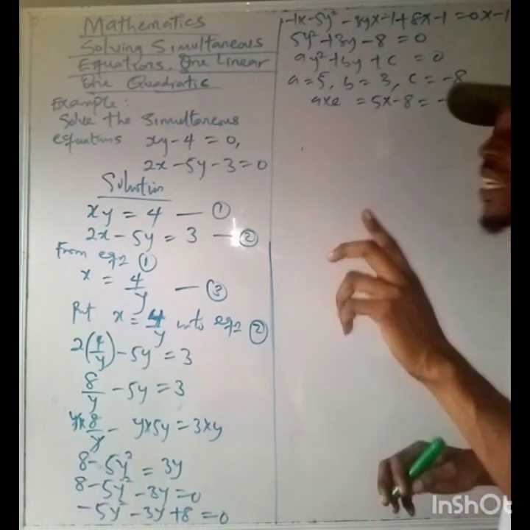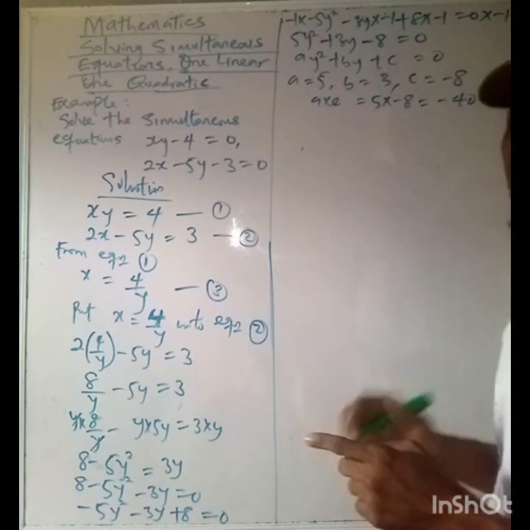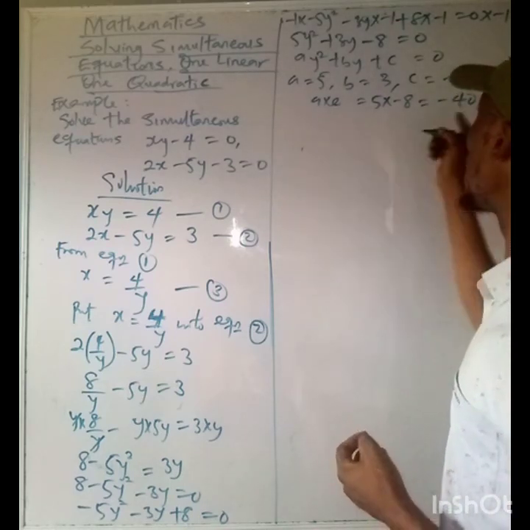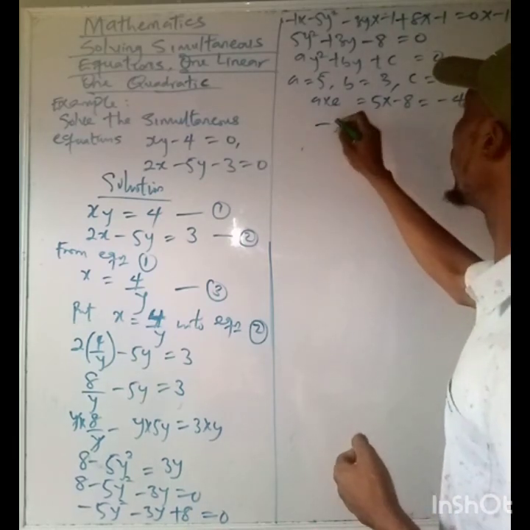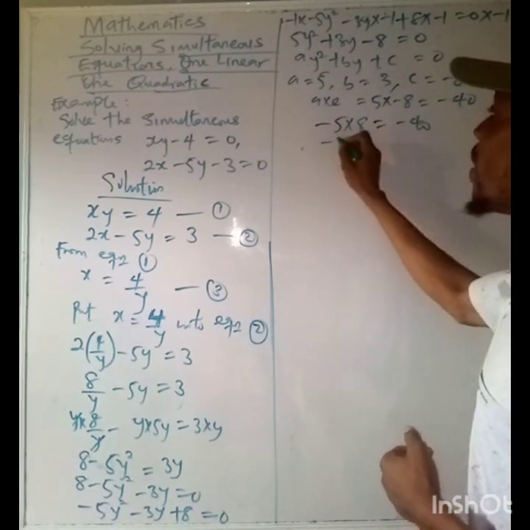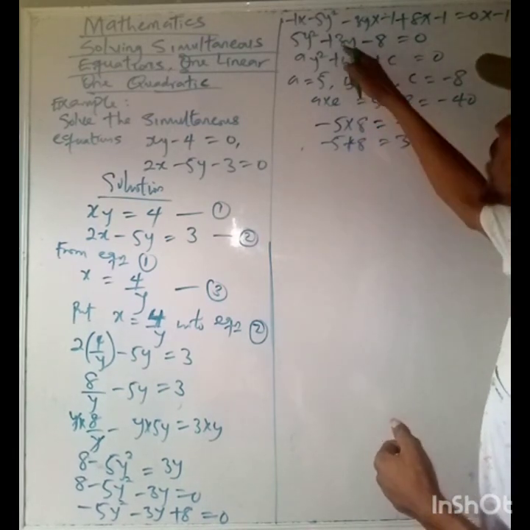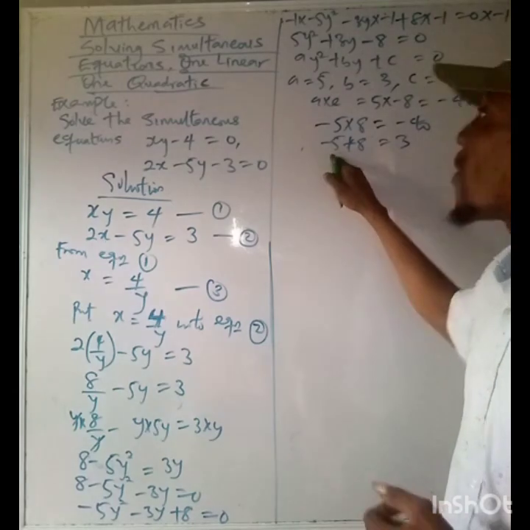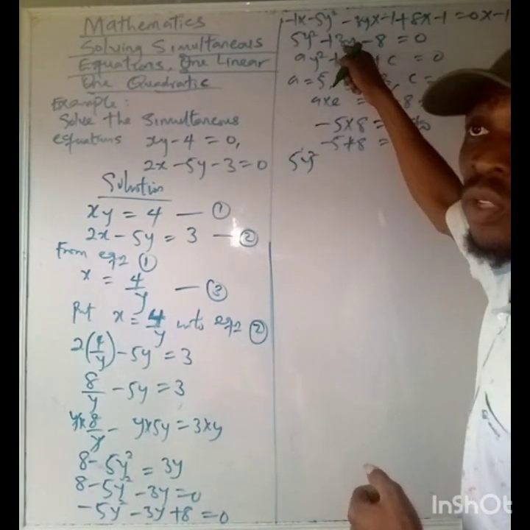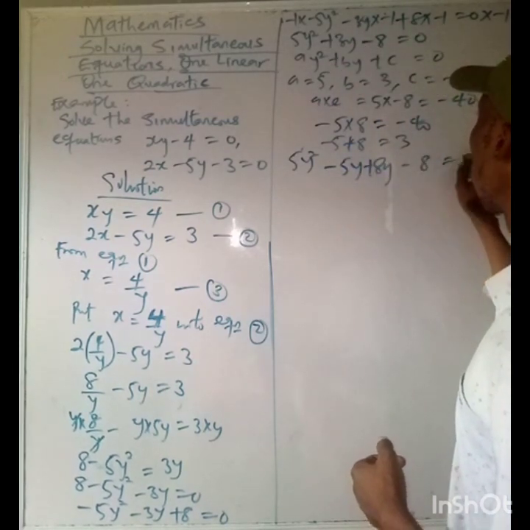That is, two numbers that we can multiply together that will give us minus 40, and when added together, we have 3. That's minus 5 times 8, which is minus 40, and minus 5 plus 8, that's 3. So we split this middle term 3y into minus 5y plus 8y. So this expression will turn to 5y squared, instead of writing plus 3y here, we write minus 5y plus 8y minus 8 equals 0.